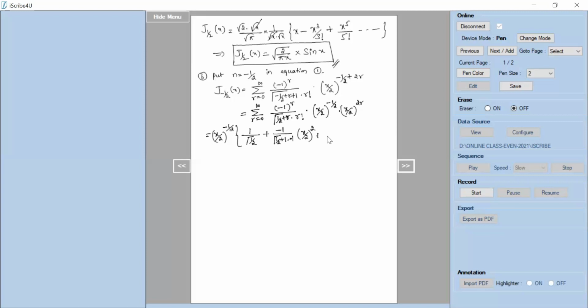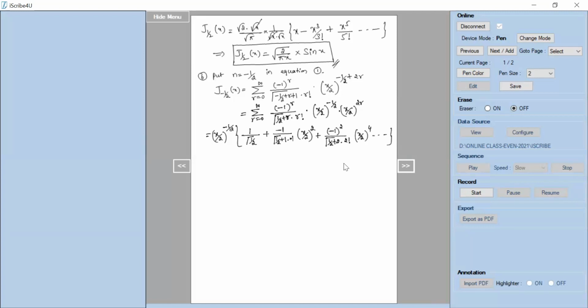Next, plus r is 2. R is 2 means it is minus 1 whole square divided by gamma of 1 by 2 plus 2 into 2 factorial, x by 2 whole power 4, and so on. So the values of r are substituted 0, 1, 2 like this.